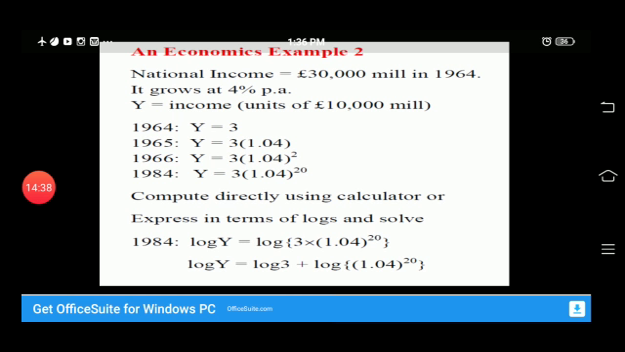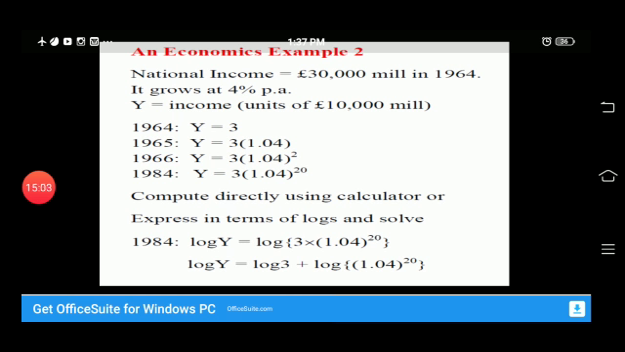So it means that we are directly jumping from 64 to 84, directly jumping in 20 years. So what we will write? 3 times 1.04 raised to power 20. Compute directly using a calculator or express in terms of log. We can solve it with the help of a calculator, and if we do not have a calculator, we can calculate it with the help of logarithms as well.